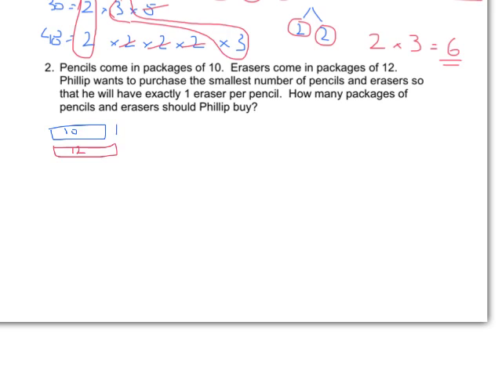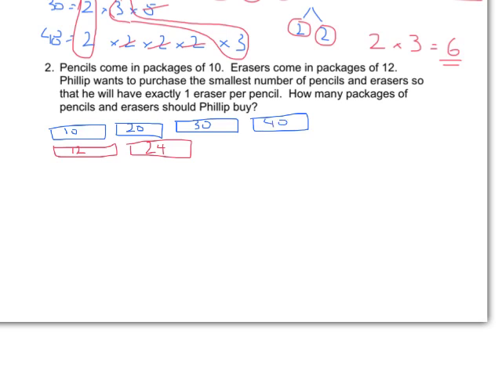So if he buys another package of pencils, he's now going to have 20 pencils. But now that's way more than the erasers, so he's going to have to buy another packet of erasers, and that'll give him 24 erasers in total. So he needs to get some more pencils, and that'll give him 30 pencils. And if he buys another pack, that'll give him 40 pencils.